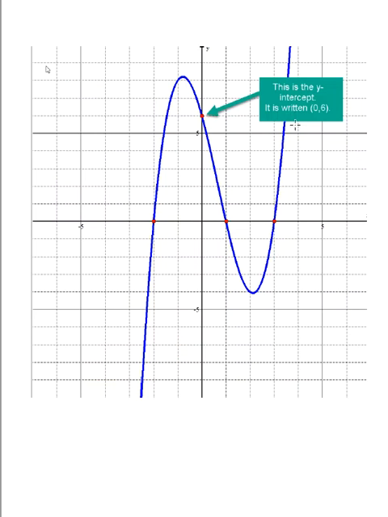On this page here, I've just highlighted for you the y-intercept. Should be no surprise. There it is right there crossing the y-axis, and it has coordinates of (0, 6).